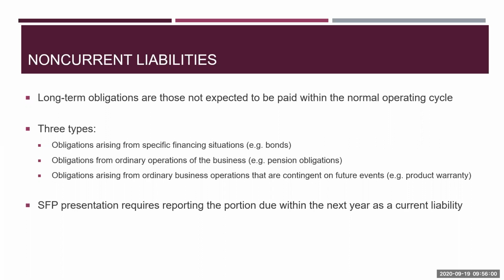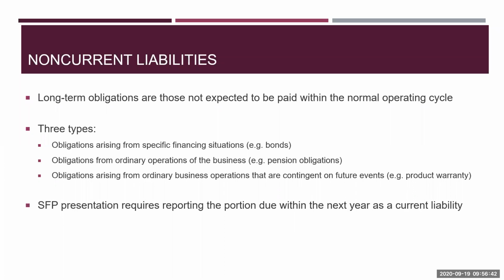It can be originating from the ordinary operation of the business. So your employees are working for you and the company is issuing pensions. So that pension obligation becomes a long-term commitment. The accounting for pensions is discussed in Accounting 350, which is the second intermediate financial accounting course following this one. Then we could also have obligations arising from ordinary business operations that are contingent on future events, such as your product warranty.